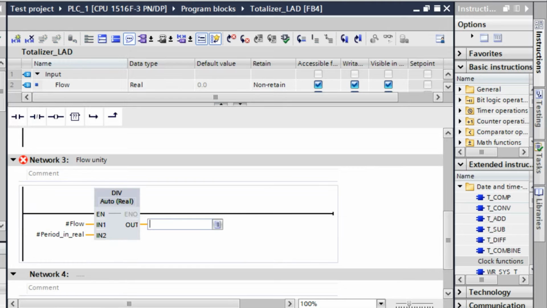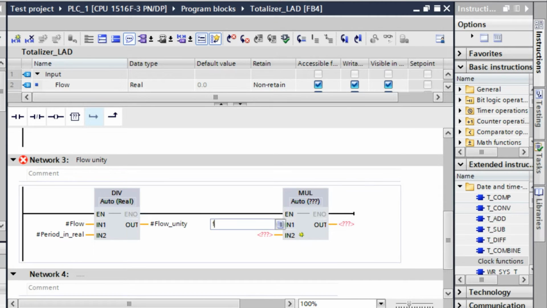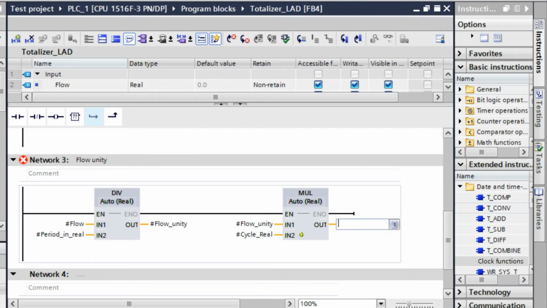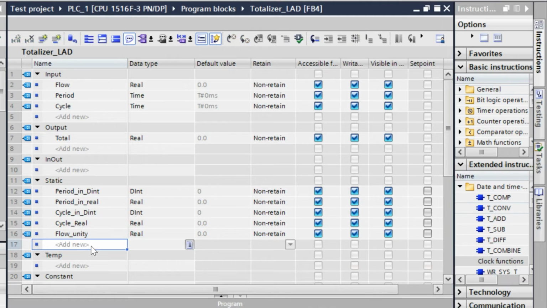Here we'll keep the division value in the tag, and then we will multiply that flow unity value with the cycle real value. Then it will be our total value, the total in one cycle.